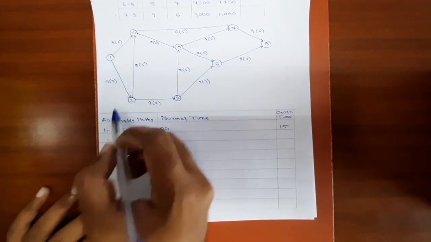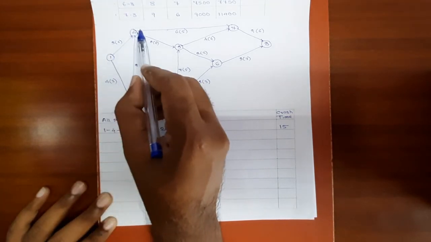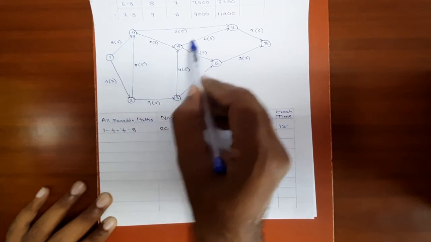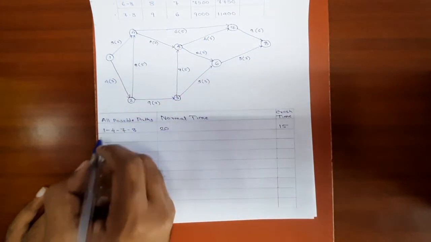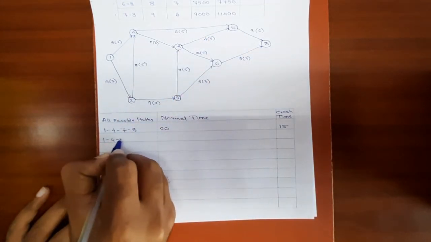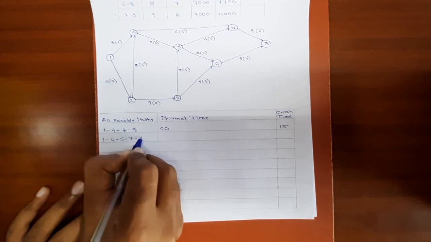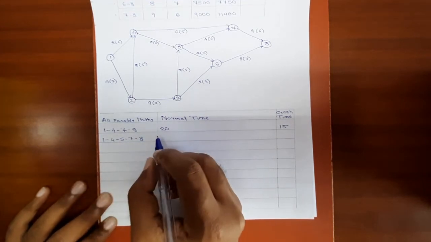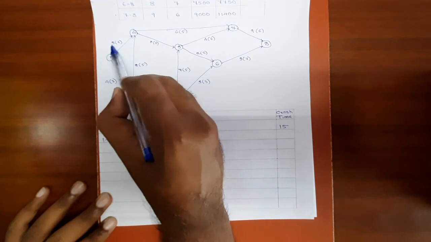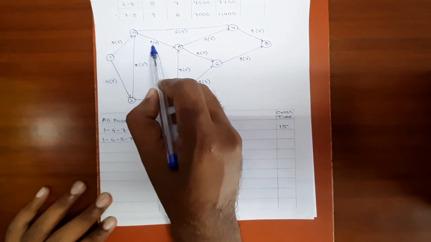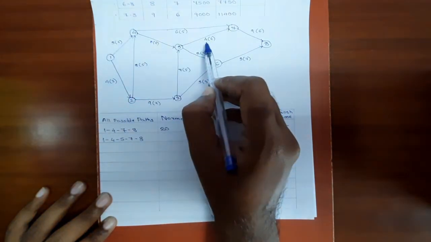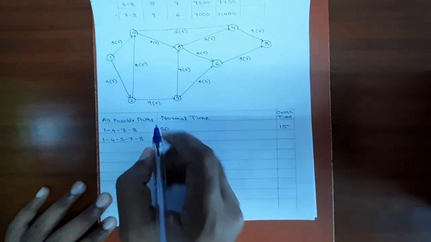Second path. Second path will be 1-4-5-7-8. The normal duration for this path will be 5 plus 0 is 5, 5 plus 4 is 9, 9 plus 9 is 18.